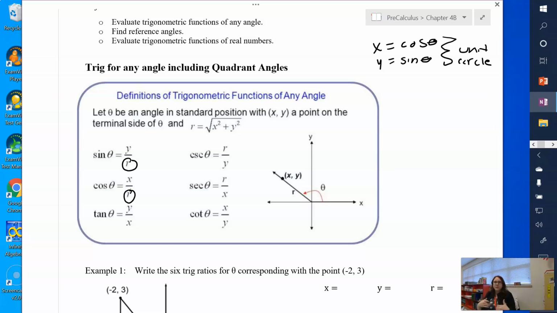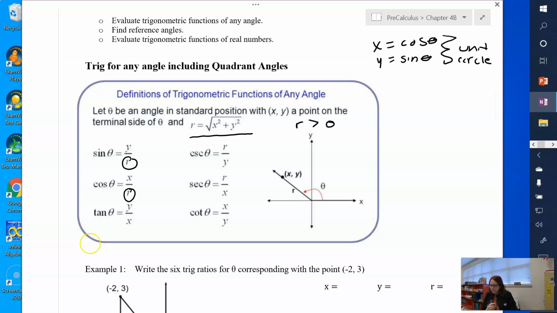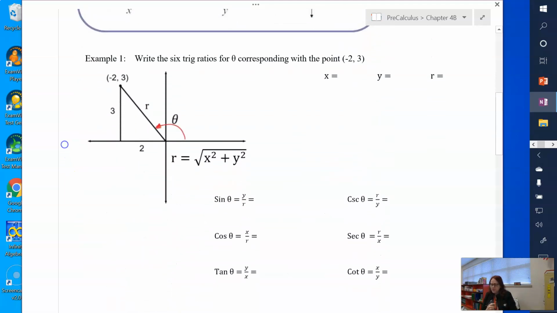Now, r you're going to find by using Pythagorean's theorem, and it works out to r is the square root of x squared plus y squared. The other thing is r is always going to be greater than 0. It's always positive. So no matter what you do, you should always get a positive r. So with that in mind, let's do our first example.